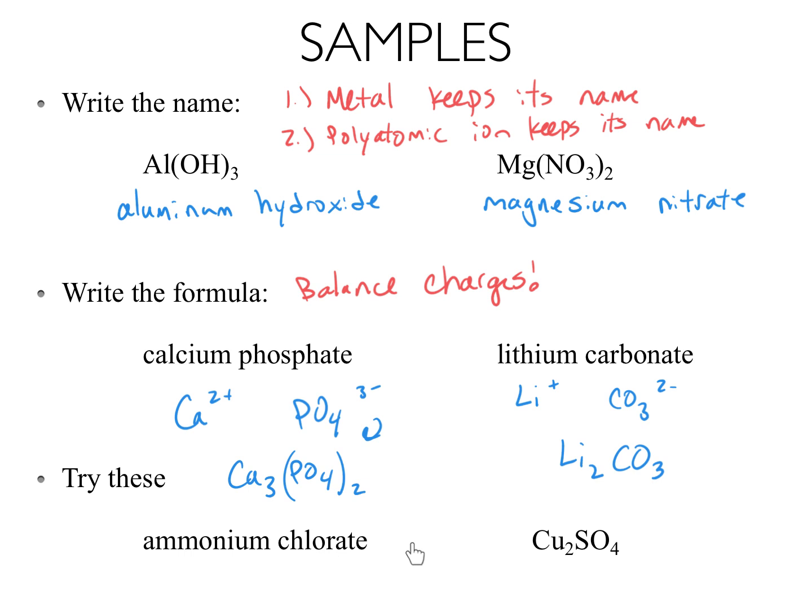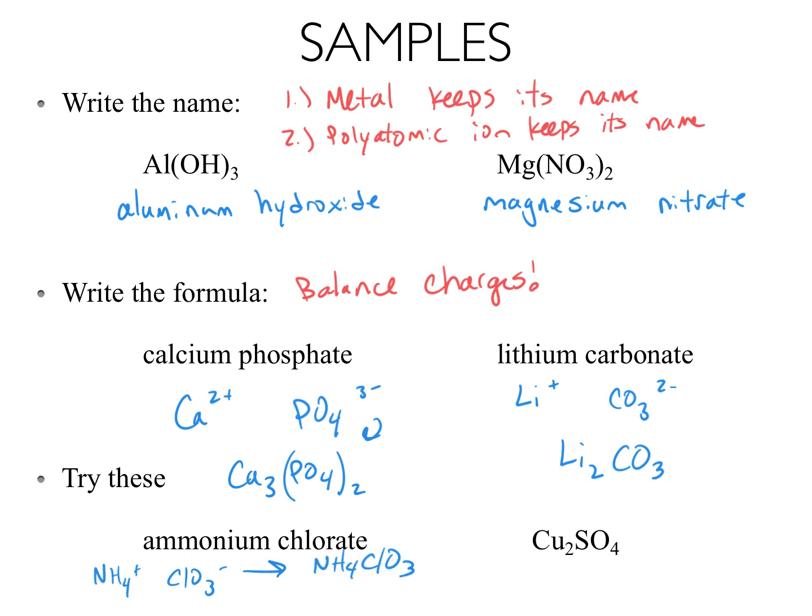Try these on the bottom quick, pause the video, see if you can figure it out, and then I'll tell you the answers. All right, this first one is a bit tricky. Ammonium is one of our positive polyatomic ions, and so the ammonium formula is NH4 with a 1+ charge. And chlorate is a negative polyatomic ion, so that's ClO3 with a 1- charge. But since it's a +1 and -1, you just smush these two polyatomic ions together and you get NH4ClO3.